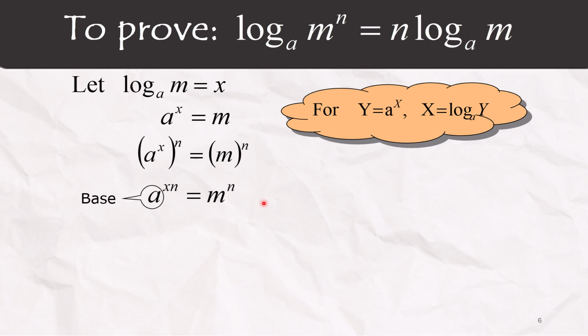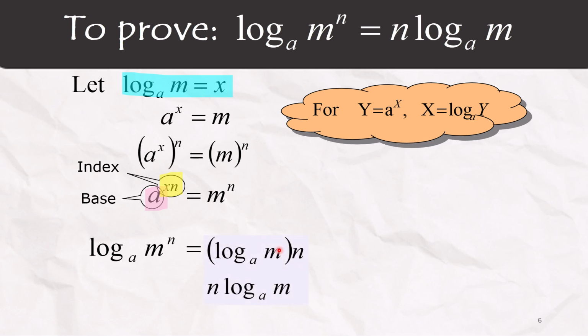So with this, I have the base, I have the index. The index is going to be on the right hand side of the equation, isn't it? So what I'm going to have is log base a of m to the n, and the index xn is on the right hand side. Now let's take a look again. What is our x? Our x is actually equal to log base a of m. So I'm going to replace this, and by rewriting it, I have n times log base a of m.